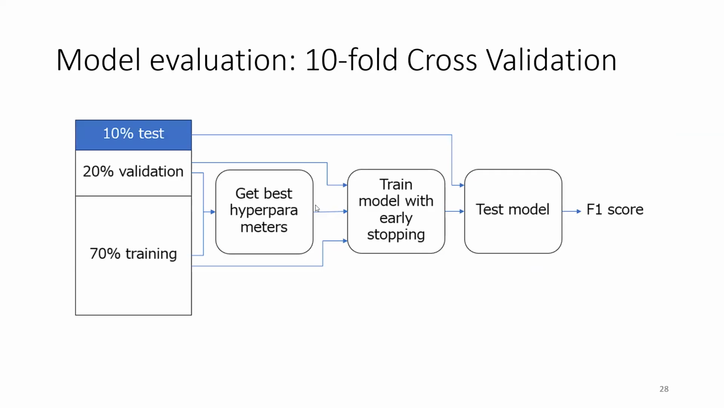For our model evaluation, we use a 10-fold cross-validation scheme. Here, 70% of the data is used for training. We use 20% for best hyperparameters and early stopping, and finally, we test on the 10% left-out data. We do this 10 times, and then we get the average.